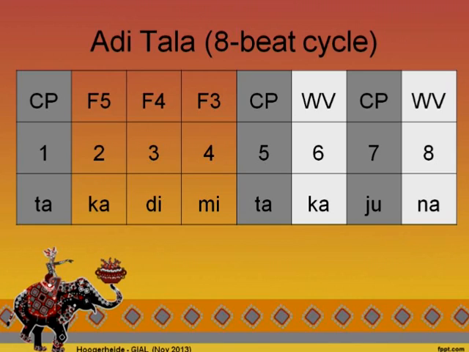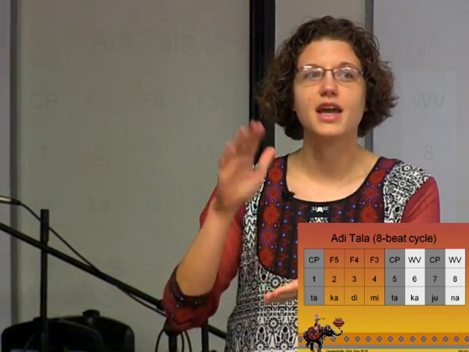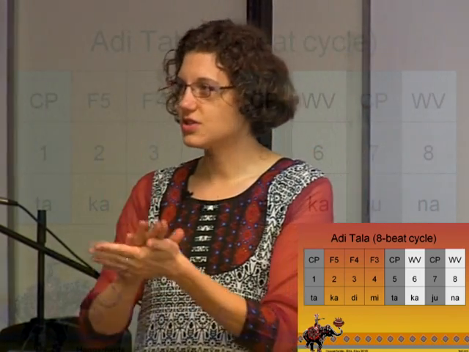All right? So why don't you try it again with me, and this time we'll say it with the syllables. 5, 6, 7, 8. Da, ga, di, mi, da, ga, do. One more time. Da, ga, di, mi, da, ga, do, na.